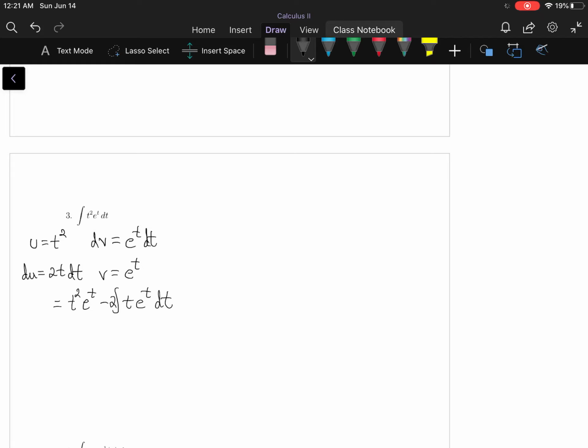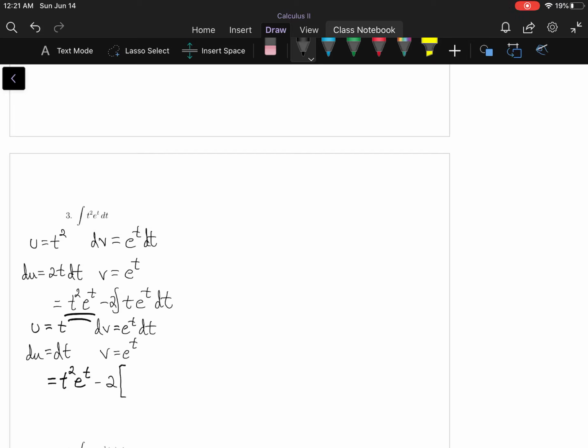And now this integral that remains requires another round of integration by parts. So I'm going to say u equals t in this case, dv equals e to the t dt. Now we have du is dt, and v is still e to the t, which brings us to, we have t squared e to the t remaining from our first round of integration, minus 2.